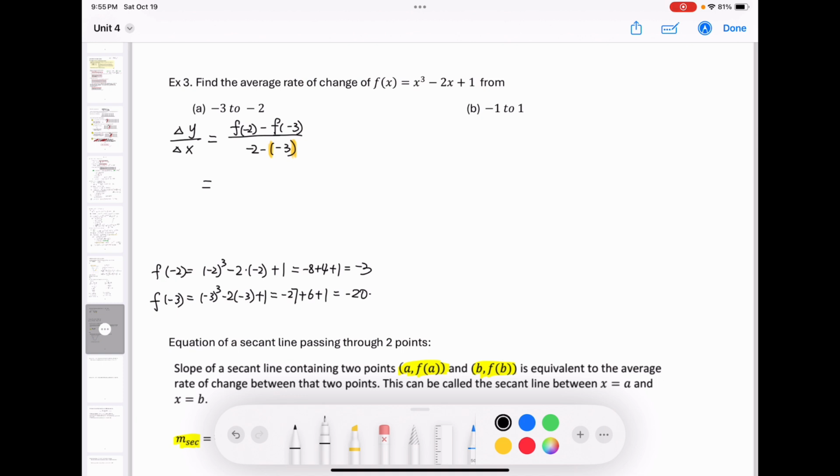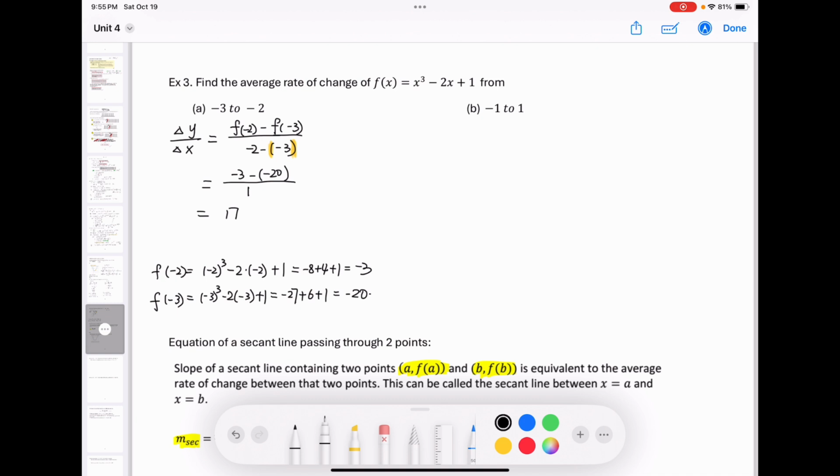So bring them in the equation. We have -3 minus -20, all divided by -2 plus 3, which is +1. And on the top, we have +17 divided by 1, which is 17. Okay, let's see the next one.